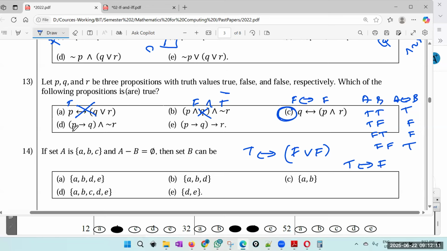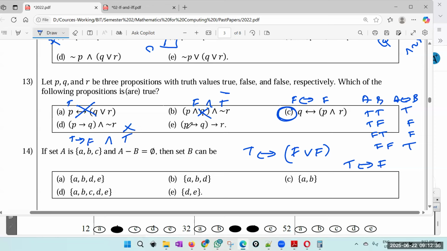Next, P is true, implies Q, which is false, and not R is true. True implies false is false. False and true is false. So this is not the answer.